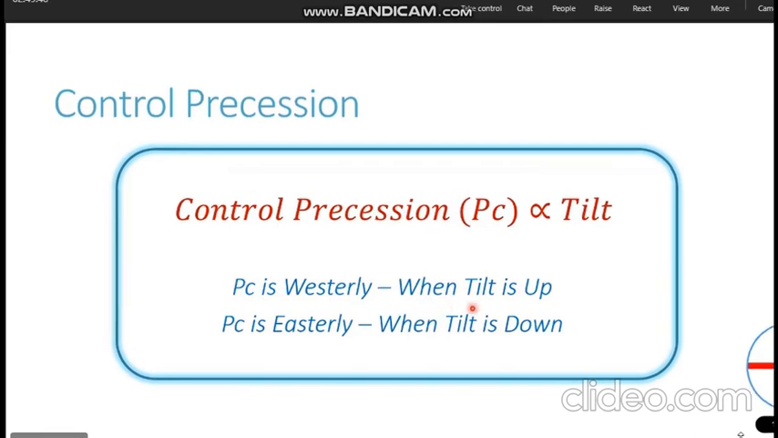So remember, when the tilt is up, the control precession is westerly, and when the tilt is down, the control precession is easterly. This is a very important relationship for understanding the gyro fundamental. So when we proceed ahead and try to understand the motion of the gyro, we will be using these expressions. So keep it in your mind.